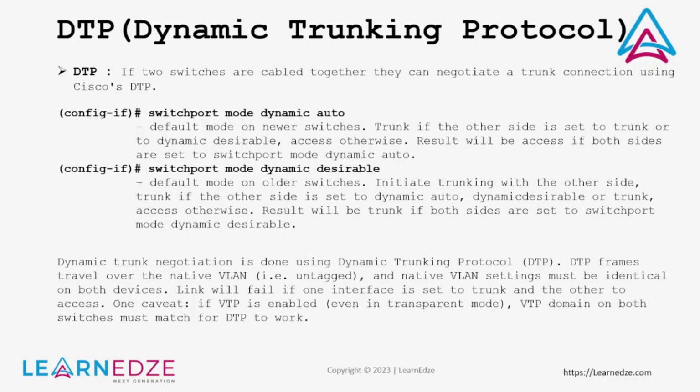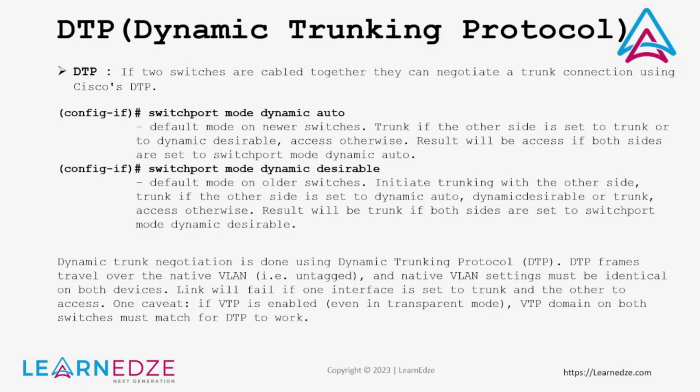Here we basically use two commands. One is switchport mode dynamic auto, and another is switchport mode dynamic desirable. Automatic means that when we configure a switch in switchport dynamic auto mode, it can form a dynamic trunk or not. It depends on the neighbor switch configuration. If the neighbor is also in auto mode, then it will not form the trunk.